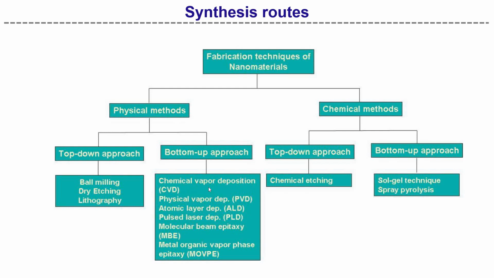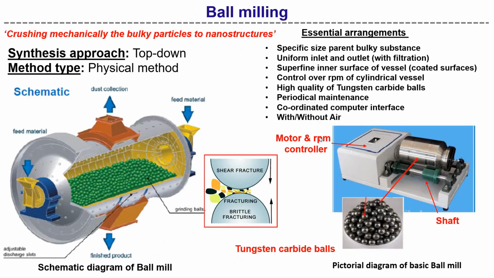Chemical vapor deposition is sort of a hybrid method where the concepts of the physical method and the chemical method are used. So there are methods which fall into the hybrid category, where a mixing of two methods can be done. Now we will start our discussion with the ball mill method.